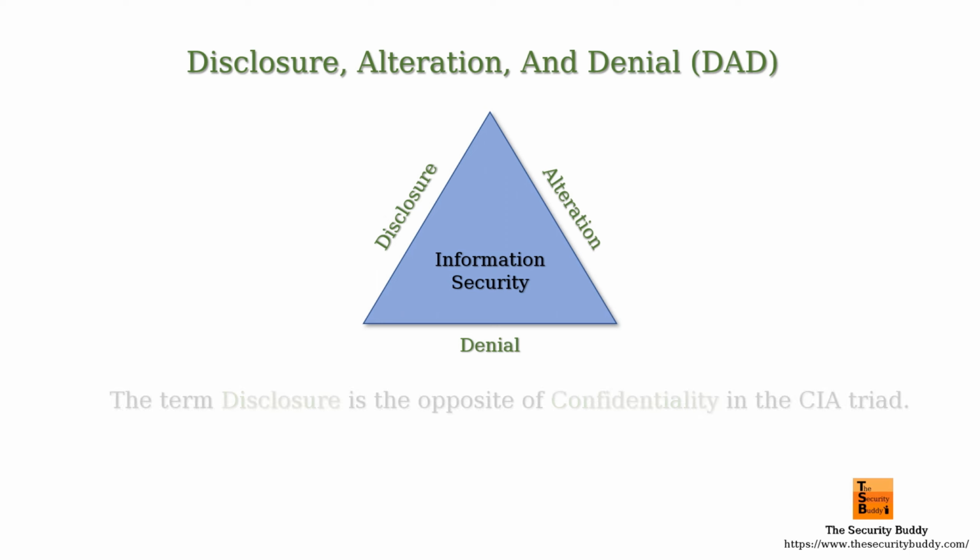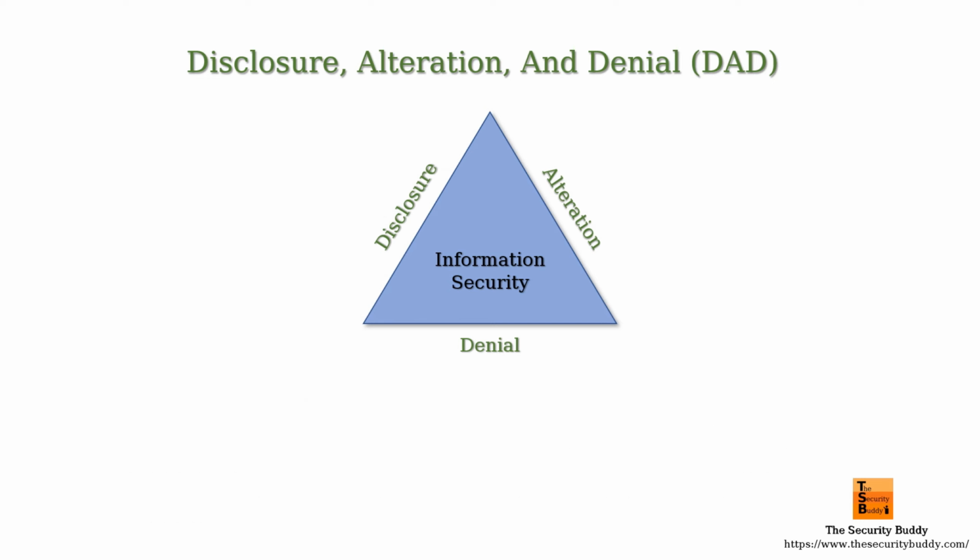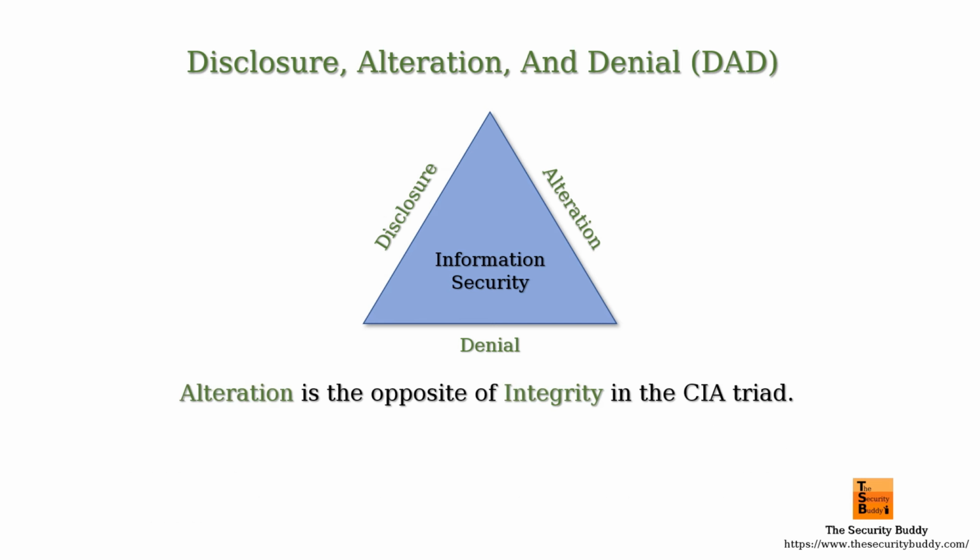The term disclosure is the opposite of confidentiality in the CIA triad. For example, if an attacker steals sensitive and confidential data of a company and discloses them, that can cause grave harm to the company. Alteration is the opposite of integrity in the CIA triad.